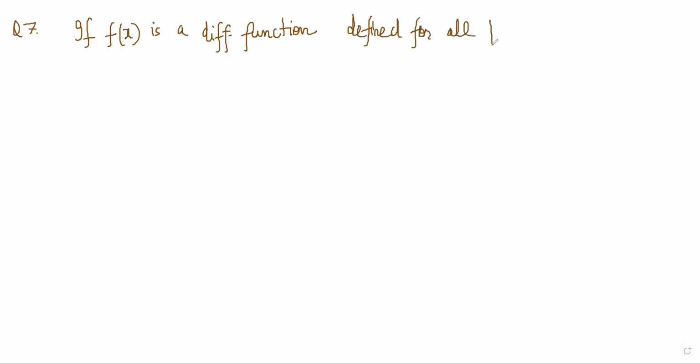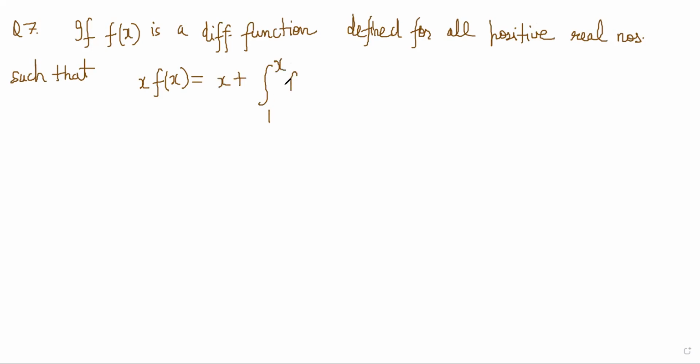Next one is, if f of x is a differentiable function defined for all positive real numbers, such that x times f of x is equal to x plus the integral from 1 to x of f of t dt, then find the value of the sum over k equal to 1 to 10 of f of e power k.